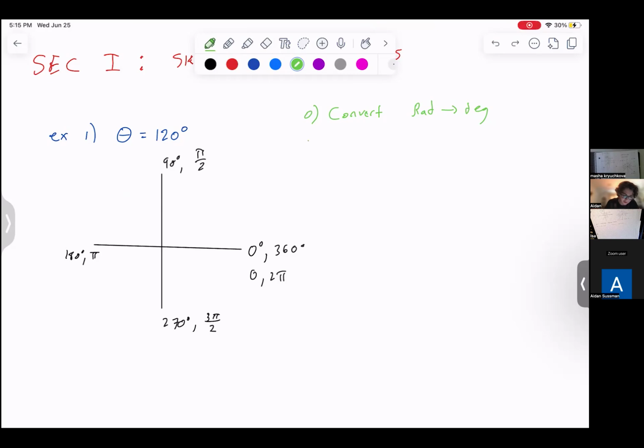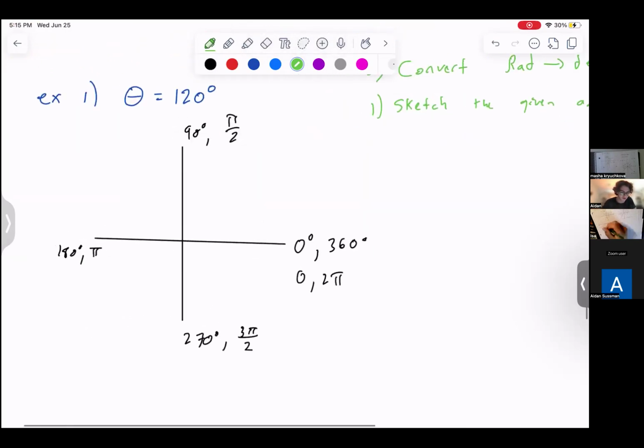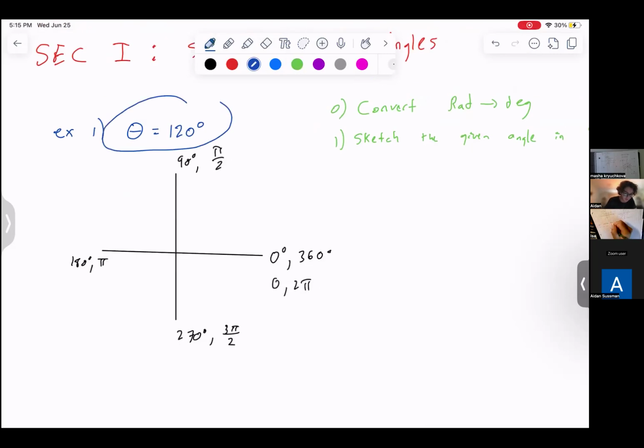Okay? Then our very first step is going to be to sketch the given angle in standard position. And all that really means is we're going to make sure we put it in the correct quadrant. So, Masha, where would this guy go? Where does 120 degrees go? Where am I going to draw that terminal side or that radius? In the second quadrant. Yep. So let's draw that guy right here.